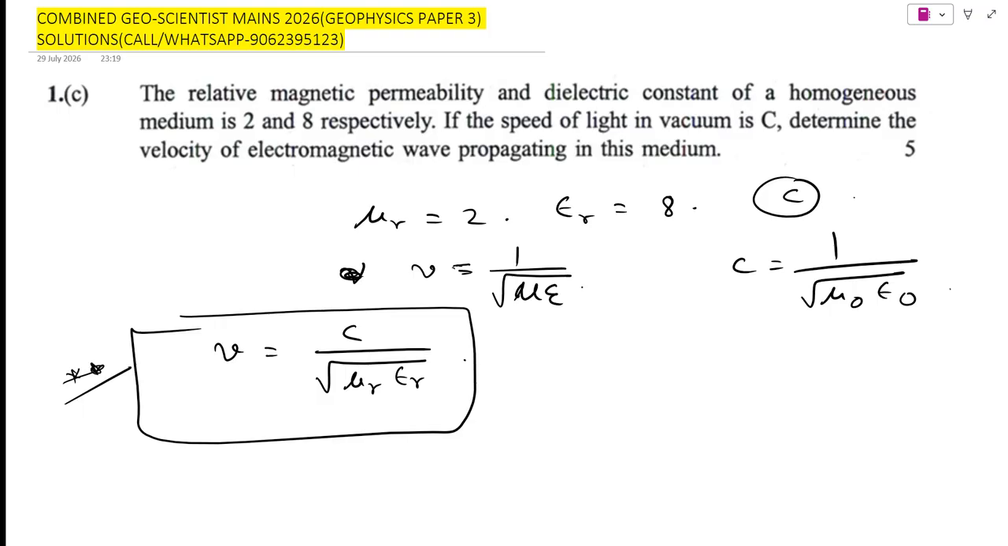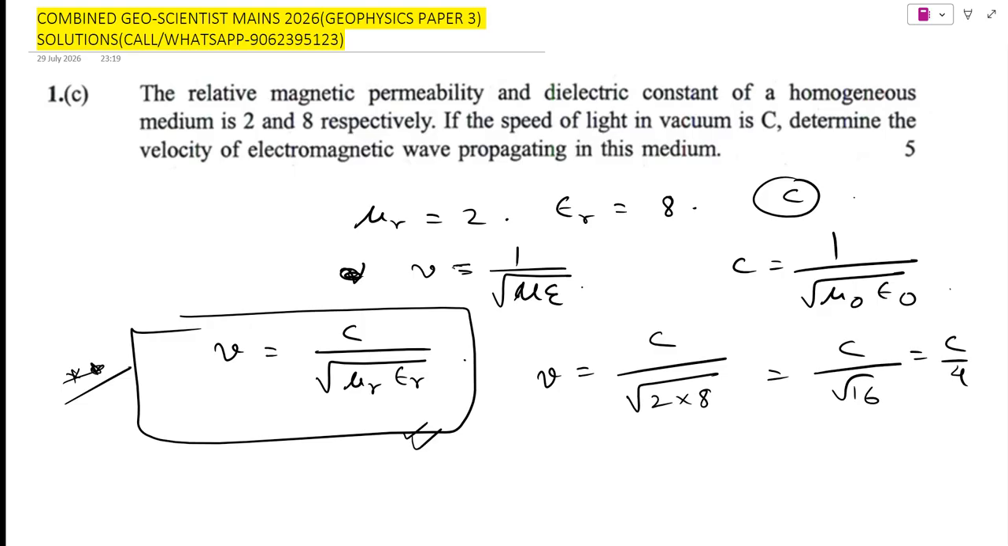So here, given mu r is 2 and epsilon r is 8, using this formula we can say V equals c into root over 2 into 8. So this is c by root 16, which is c by 4. So what is the final answer? V equals c by 4. Therefore, the electromagnetic wave travels at 1/4 the speed of light in vacuum.